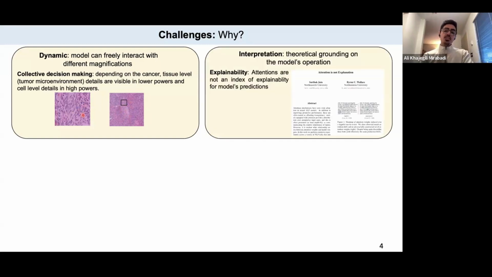The other challenge is interpretation. All the designs that we have need to have theoretical grounding for the model's operation. It's so common that people in the field use attention heat maps to show that their model is explainable, or at least convince people that the model is doing something. But the reality is that attentions are not explanation. In the paper "Attention is not Explanation", which is a paper on NLP, they basically show that there is no correlation between the attention weights and the model gradients. So we cannot confirm anything.